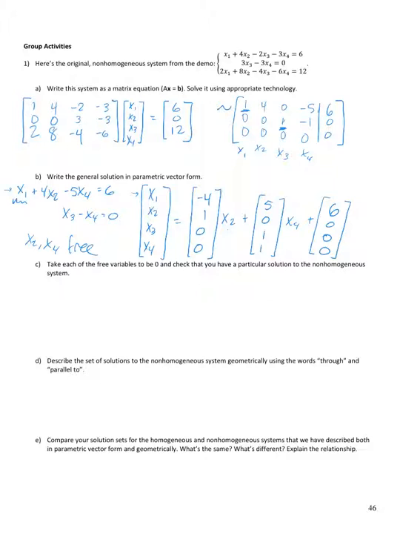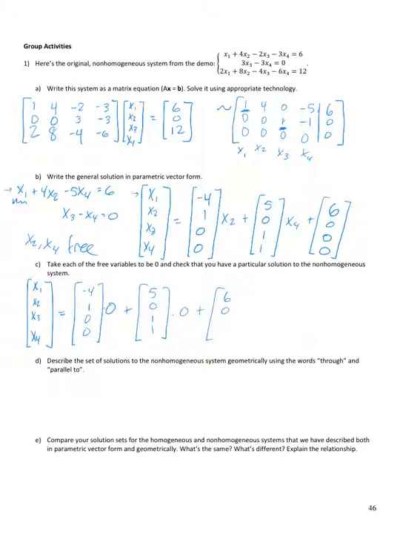All right, next I want to take each of the free variables to be zero and check that we have a particular solution to the non-homogeneous system. Okay, so each of the free variables will be 0. So I have negative 4, 1, 0, 0 times 0, plus 5, 0, 1, 1 times 0, plus 6, 0, 0, 0. And that's going to come out to 6, 0, 0, 0. And I will leave it to you to check that if you plug this x1, x2, x3, x4 into all three of these equations, all three of these equations will be true.